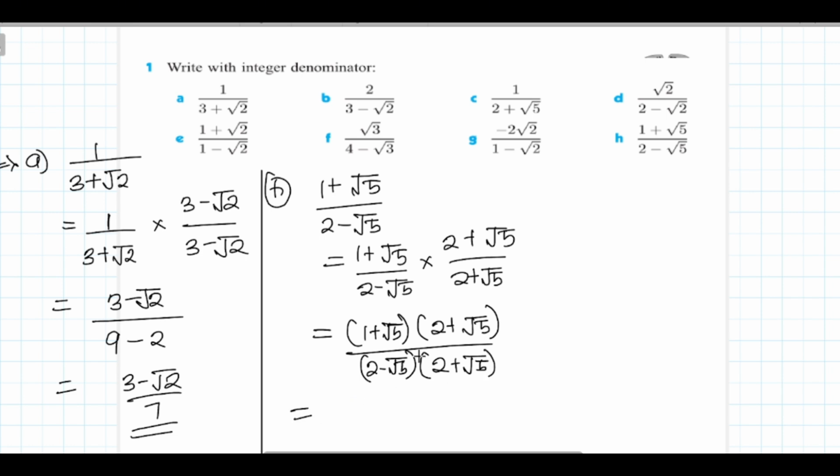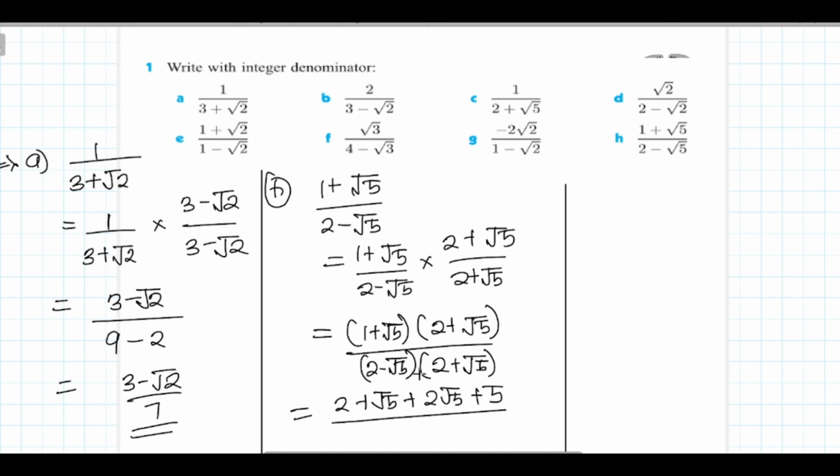And then if we simplify this further, expanding the numerator, remember you need to expand and simplify the numerator even though you are rationalizing. Okay, very important. So this will give us 1 times 2, that is 2. 1 times root 5 plus root 5. Root 5 times 2, that's 2 plus 2 root 5 rather, sorry. Root 5 times root 5, and then we have 5 all over.